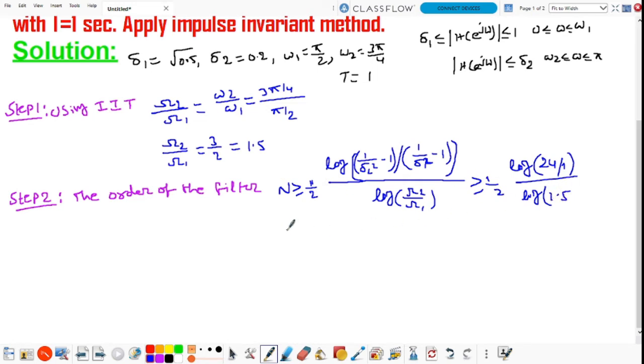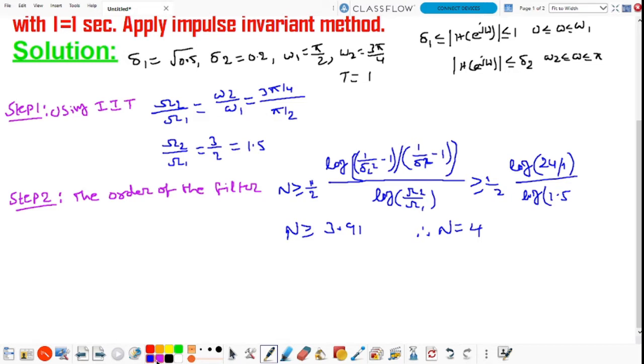So using a calculator, reducing this value, we get 3.91. Therefore, the value of N is considered as the next nearest integer value. The order of the filter is considered as the next nearest integer value of N. So therefore, capital N is equal to 4. Here N is greater than or equal to 3.91, the next nearest integer value is 4. And this is the second step.